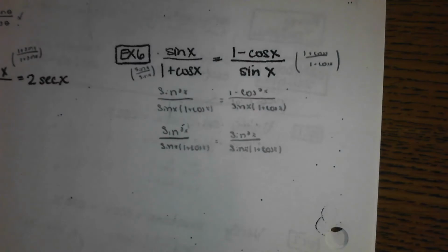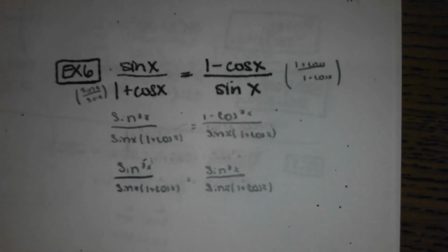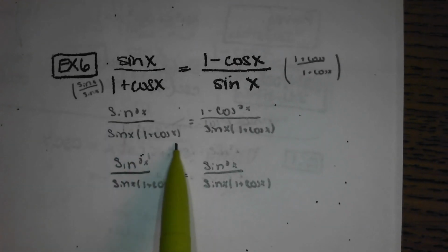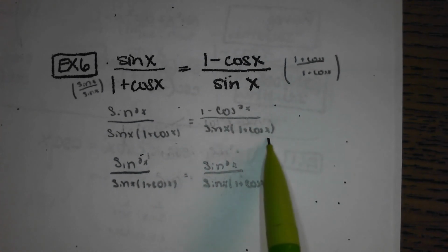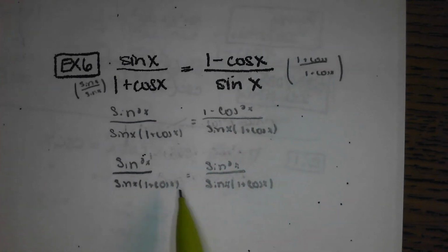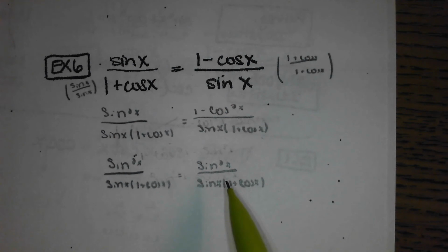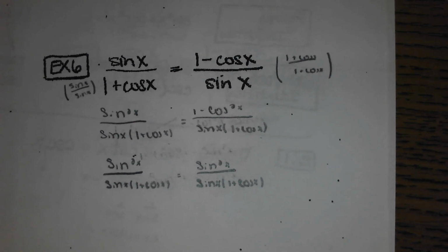Okay. This person did sort of look like the same thing. Sine x over sine x, 1 plus cosine over 1 plus cosine. They did the exact same thing. They didn't re-simplify the sine squared over sine, but that's okay. Both sides still equal each other. Yes? Any questions on that?